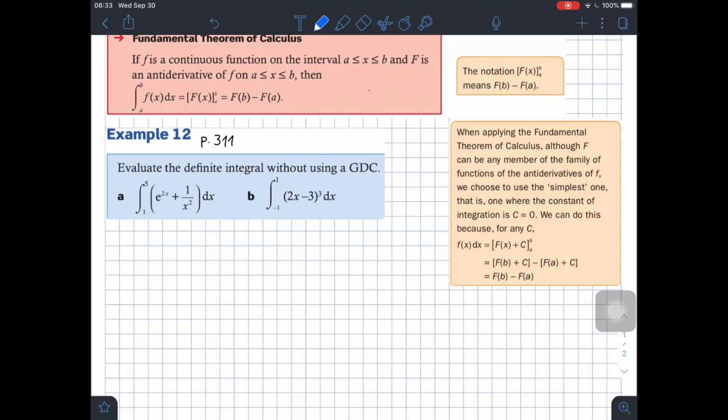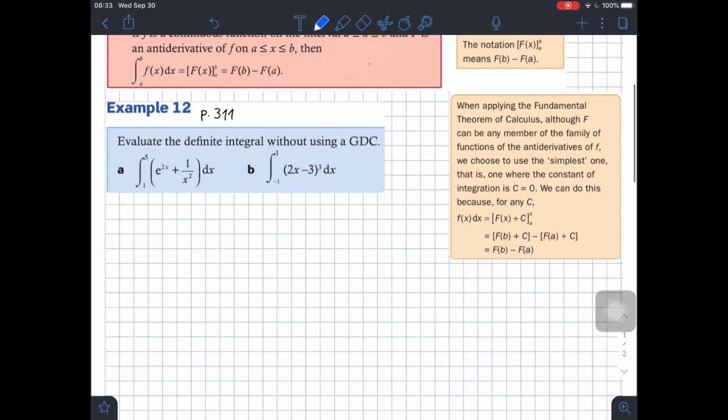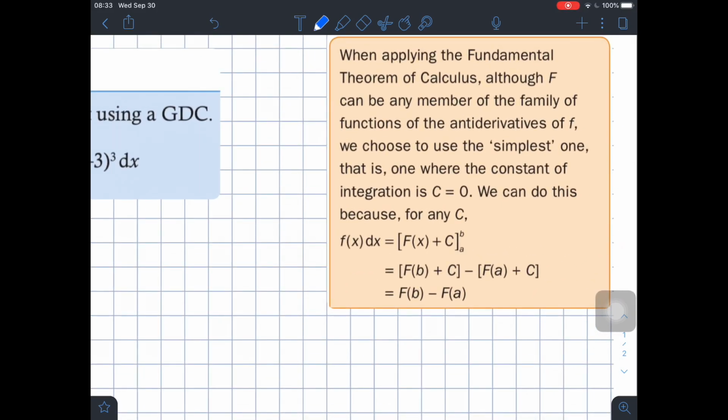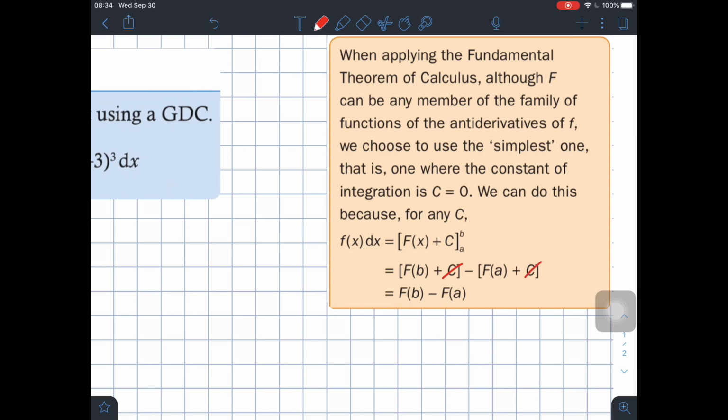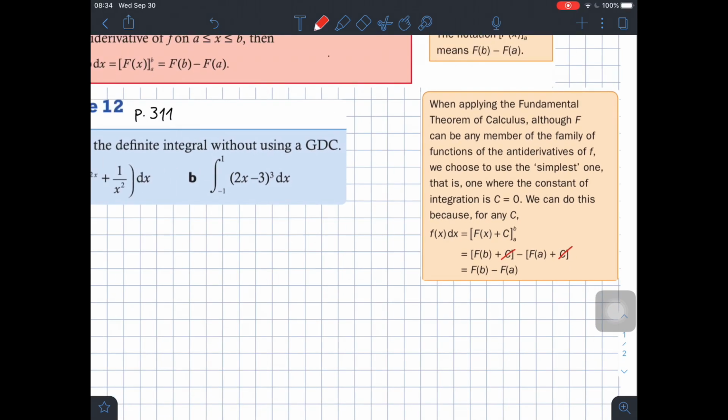We can do this because for any value of c, and this is why I explained to you in the last class, when we have a definite integral, we don't need to write the plus c anymore, because when we evaluate the function for this interval, the c gets eliminated, right? Because we get F of b plus c minus F of a plus c. So the constant value c gets eliminated. That's why we do not consider that anymore. I'm going to leave this here for you to remember. It gets eliminated, so we only get F of b minus F of a. So when we're finding definite integrals, we don't need to write the plus c anymore.